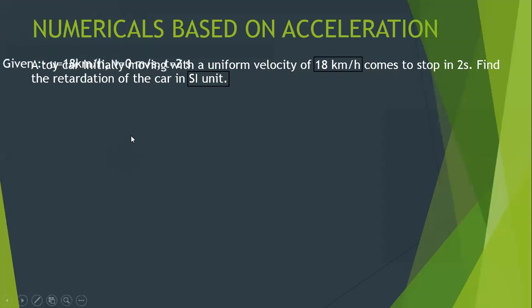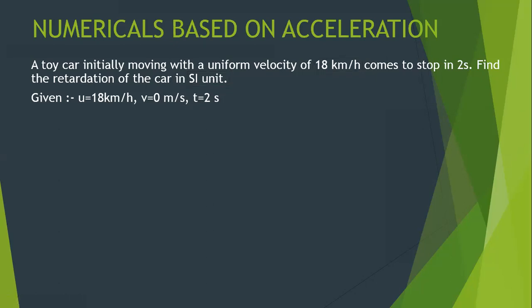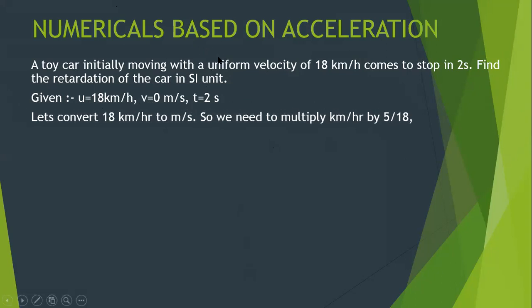Okay, so what is given? A toy car initially moving with a velocity of 18 kilometer per hour. So how much is the initial velocity? U, the initial velocity, is 18 kilometer per hour. It comes to stop, so my final velocity will be 0 and time is 2 seconds. But we have a problem. We want the answer in SI system, and in SI system we have to convert kilometer per hour into meter per second. What we have to do? We have to convert kilometer per hour into meter per second. And how will we do that?